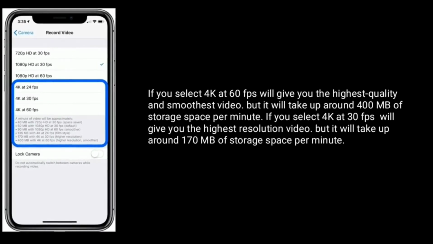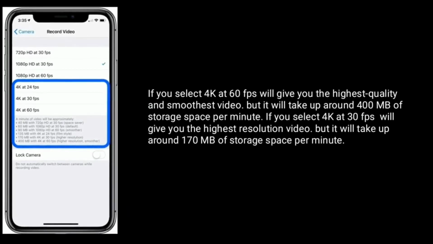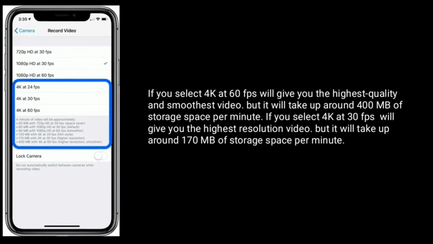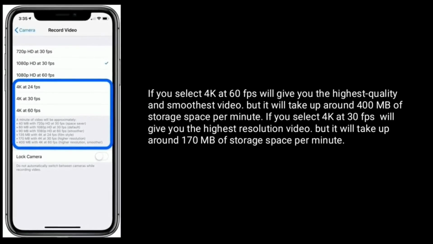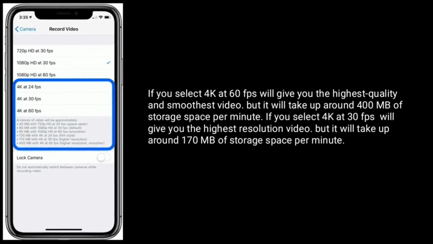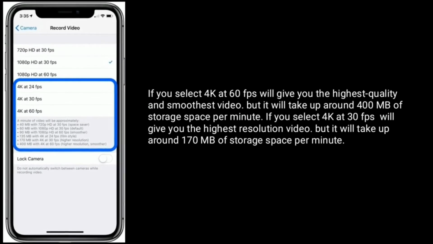If you select 4K at 60 frames per second, it will give you the highest quality and smoothest video, but it will take up around 400 MB of storage space per minute. If you select 4K at 30 frames per second, it will give you the highest resolution video, but it will take up around 170 MB of storage space per minute.